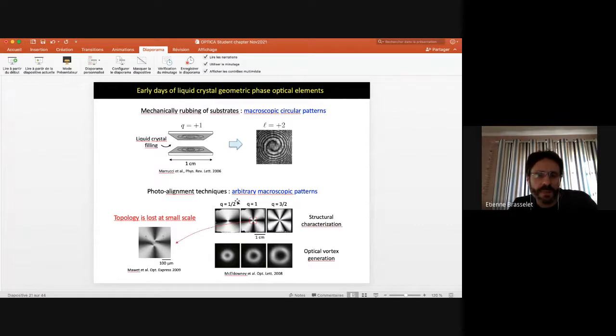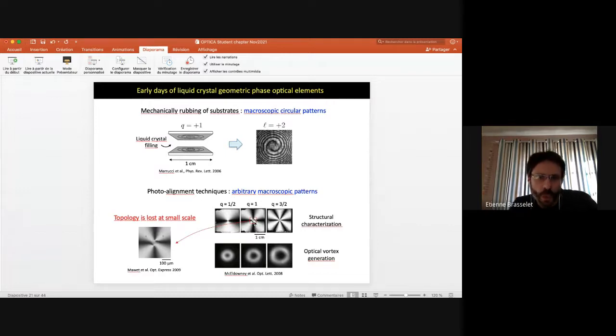Soon after that, a couple of years later, photoalignment techniques were emerging and were further developed in order to encode arbitrary patterns into the substrates in order to fabricate elements. And you can appreciate this is a really macroscopic element, typically 1 inch square, in order to structure at will the singular orientational pattern of matter, in order to generate optical vortices with on-demand topological charge that depends on the fabricated element.